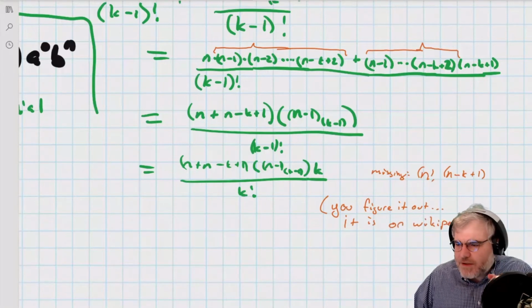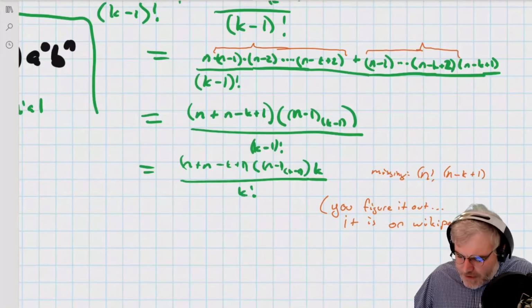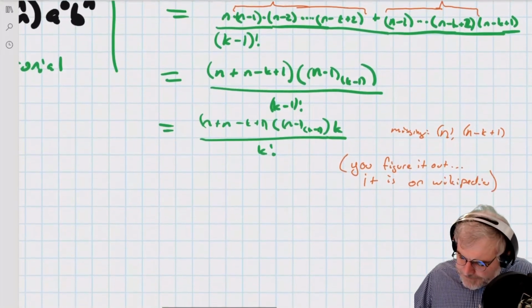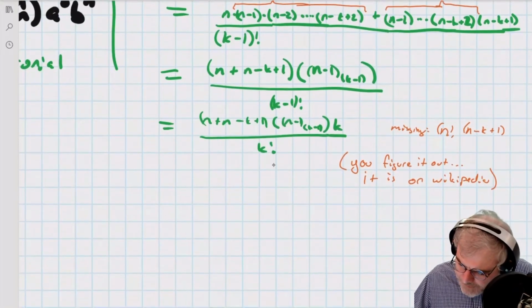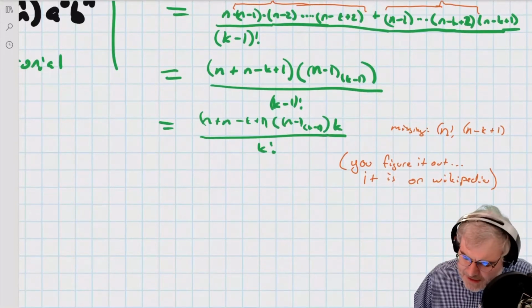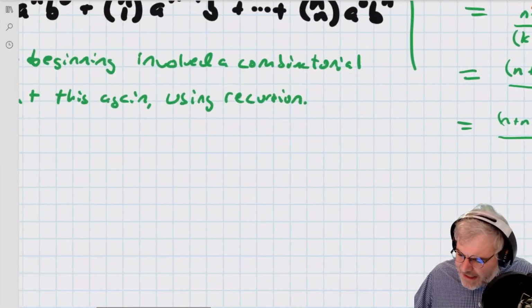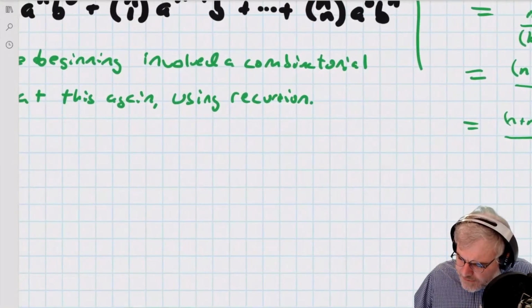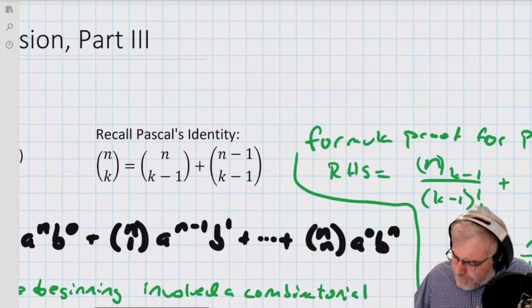I'm going to do something I don't do often. I'm going to say you figure it out. It's on Wikipedia. Now, make sure I didn't make a mistake up here because I am missing a term somewhere. Anyway, I can do this with a nice little number proof. I just have to sit there and look it up.